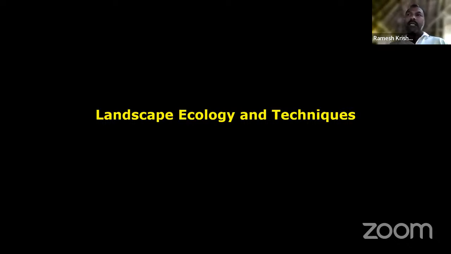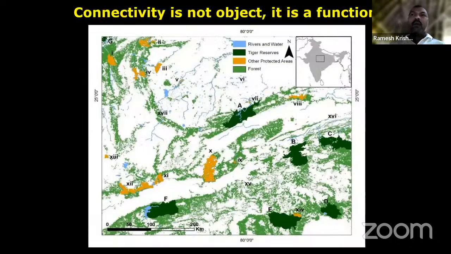For that, there are several techniques, many of which are in textbooks, but I'll just touch upon some of those related to conservation. When we look at large landscapes, yesterday I talked about connectivity. What I did not elaborate on is this. When we talk about a system, there are forest areas, there are source areas, and animals are migrating, whether birds or mammals. So when we say one system is connected to others, connectivity is not an object. Connectivity is a function.